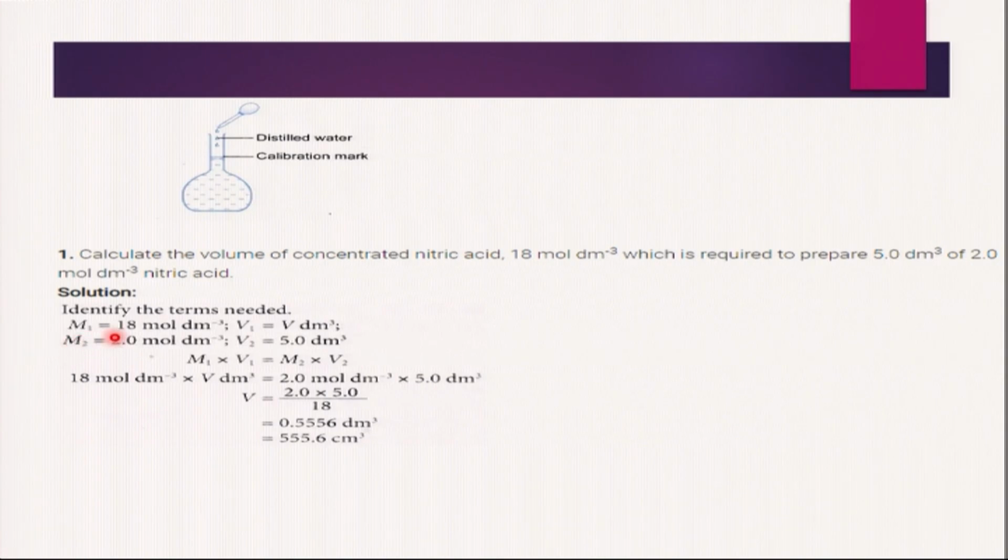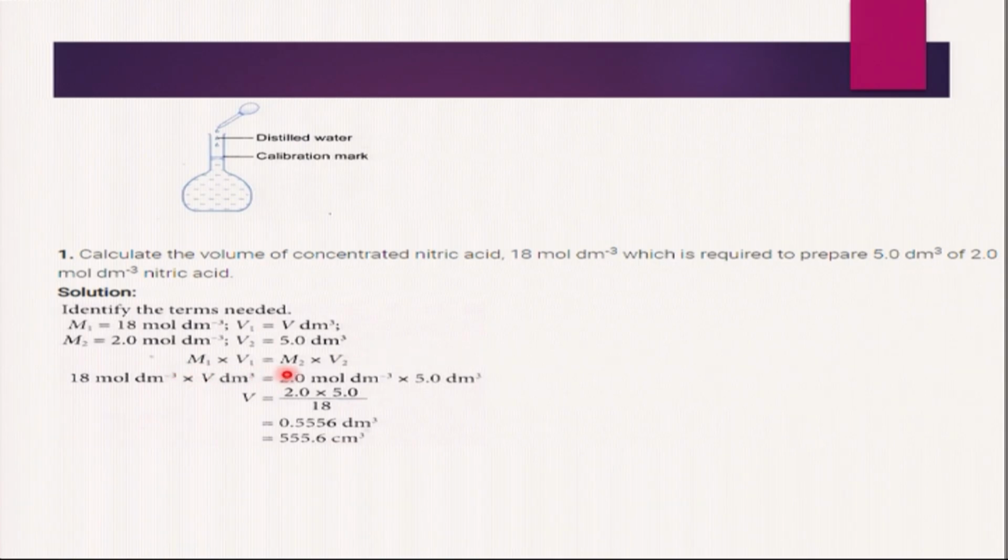You need M1. That is the concentration of the original solution, 18 mole per decimeter cubed. And V1, because you are supposed to calculate the volume, so you don't know it. You need M2, so you reduce it from 18 to 2. This is M2, 2.0 mole per decimeter cubed. V2, you are preparing 5 liters. 5 decimeter cubed is equivalent to 5 liters.